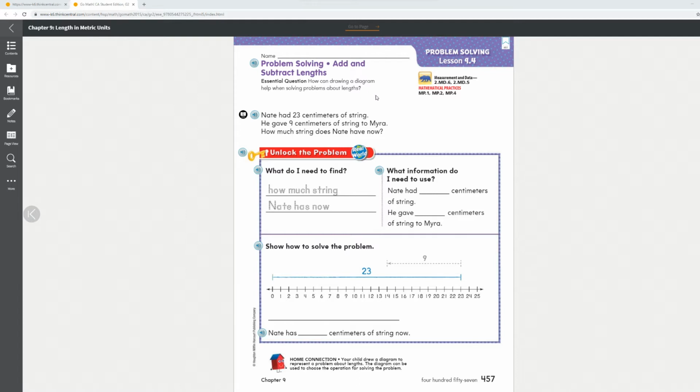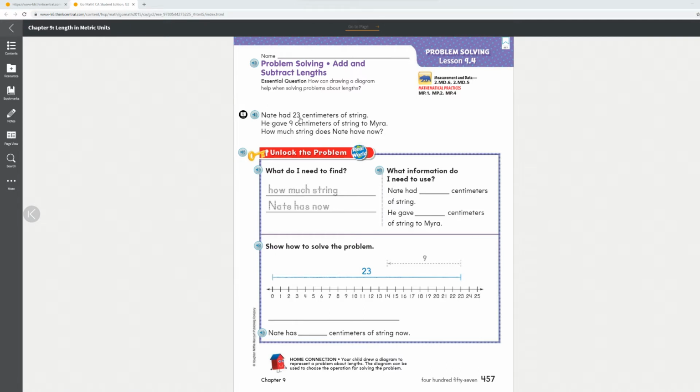So a diagram is a picture like the one you see down here in this example, an image that we will draw to help us solve problems about length. So in this lesson we are going to learn how to solve problems using lengths. So here's the first example.